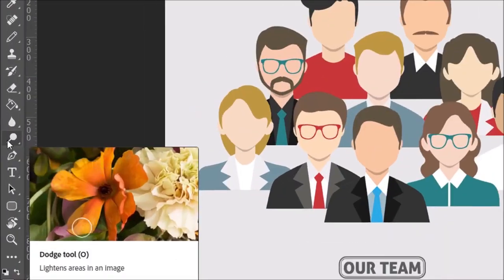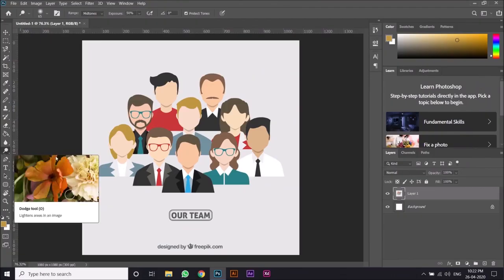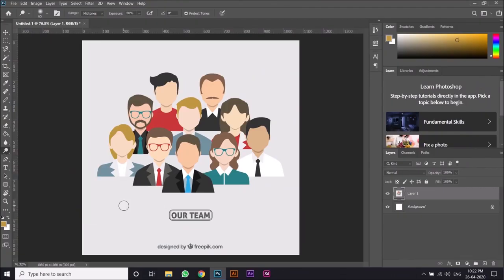Dodge tool helps in lightening a part of the area or the layer which we have selected. Suppose I want to make this face light, that is make his skin color a little more bright. So I'll make use of the dodge tool and then just drag it right here and you can clearly see his skin tone has changed. That is, it became a bit white or brighter.